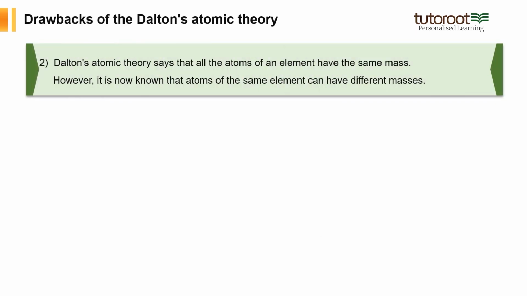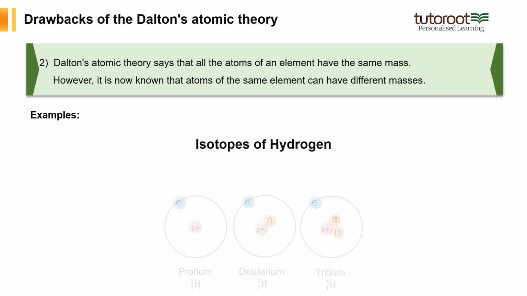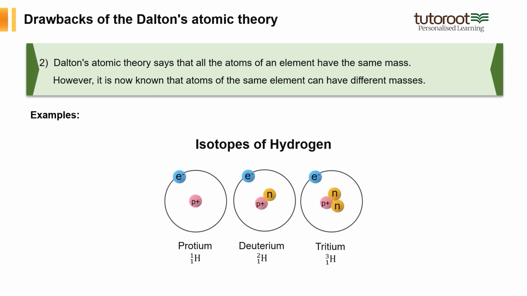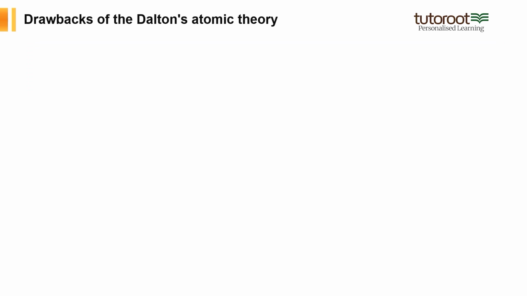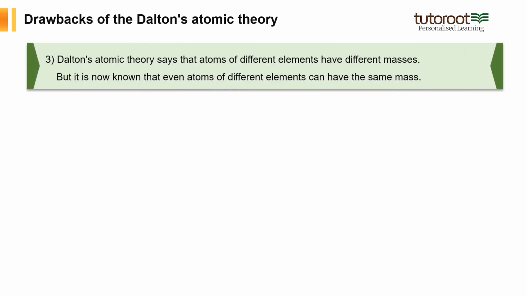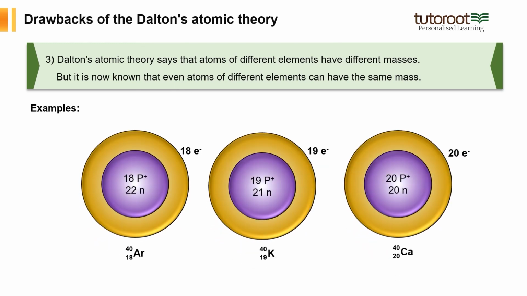Dalton's atomic theory also says that all the atoms of an element have the same mass. However, it is now known that atoms of the same element can have different masses. You can observe an example which is displayed on the screen, isotopes of hydrogen, which are protium, deuterium, and tritium. And next, Dalton's atomic theory says that atoms of different elements have different masses. But it is now known that even atoms of different elements can have the same mass. You can again observe certain examples which are displayed on the screen.